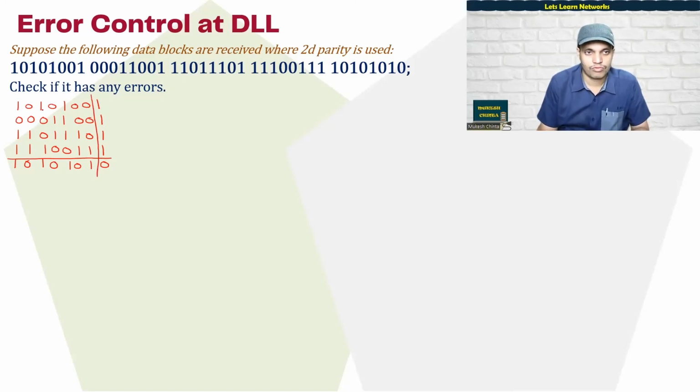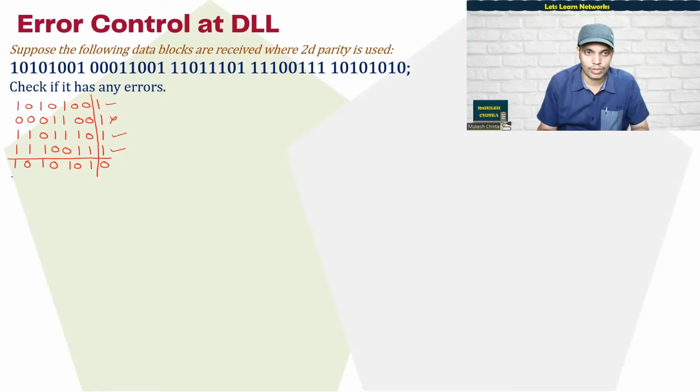Now let me just find out if the received code word contains any errors or not. How do I do that? I simply calculate the parity bit. So 1 2 3 4. This is correct because the total number of ones is always even. 1 2 3. There is a mistake here. 1 2 3 4 5 6. This is also okay. 1 2 3 4 5 6. This is also okay. I have to verify the column parities also.